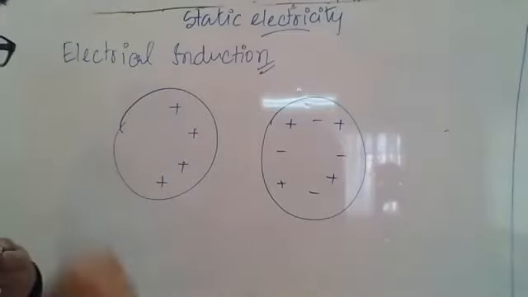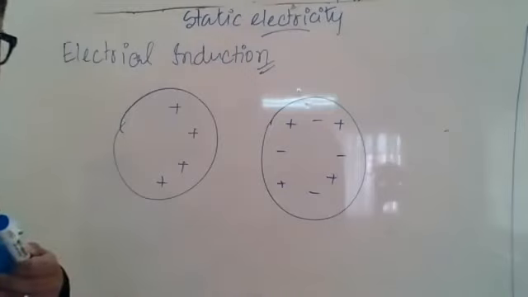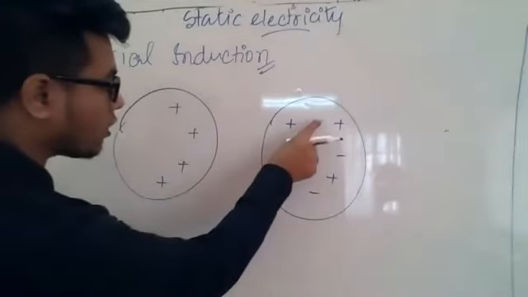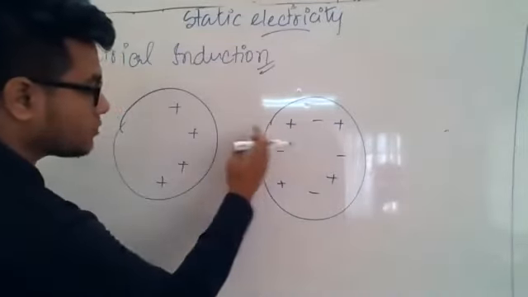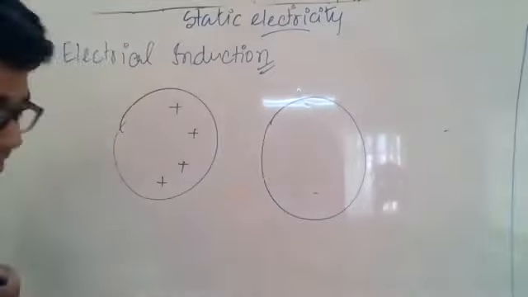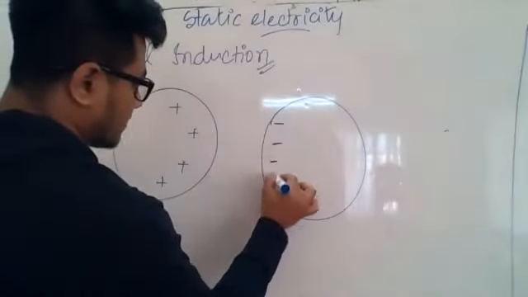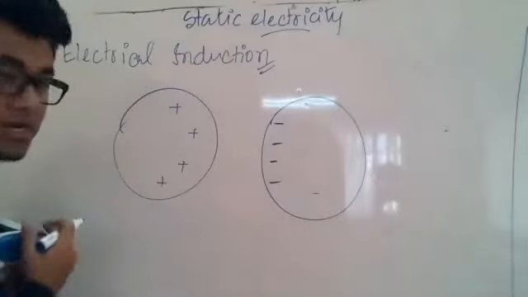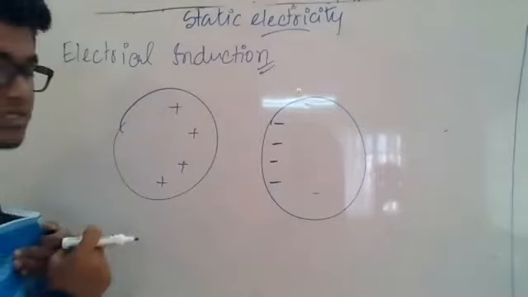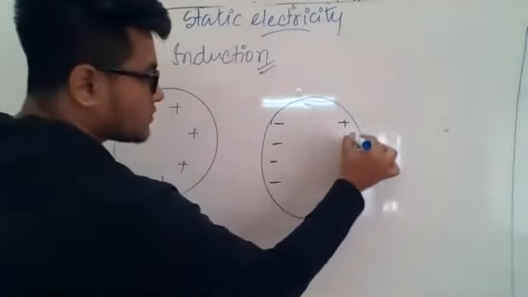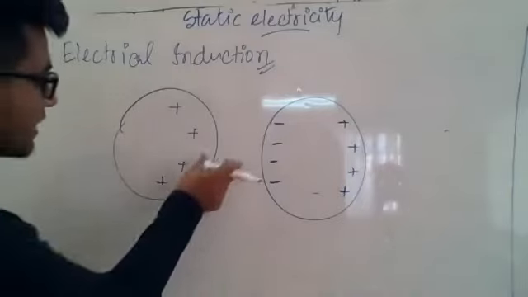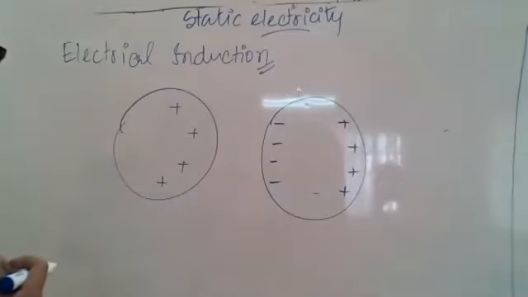Now, how is the force generated? This is where the concept of electrical induction comes into play. See, these positive charges will attract all these negative charges, and all the negative charges will be accumulated here. And what about the positive charges? We know that a positive charge will repel positive charges, and due to the repulsion force, the positive charges will be accumulated on the other side of the body, right? Now can you see there is an attraction force between them? Now it is easy to understand.